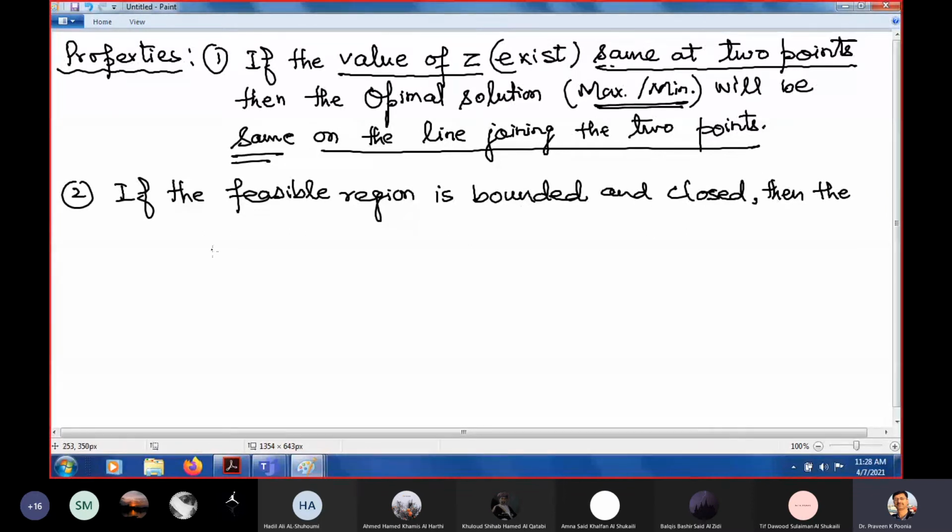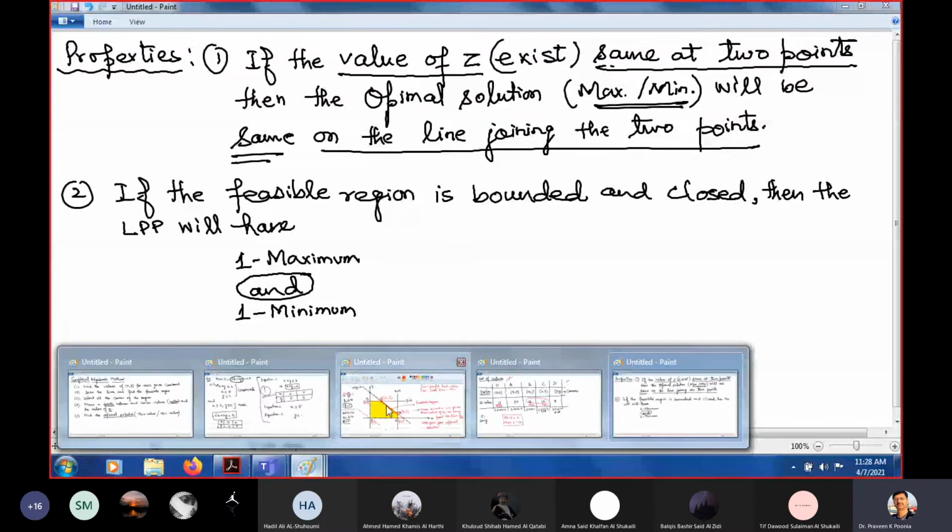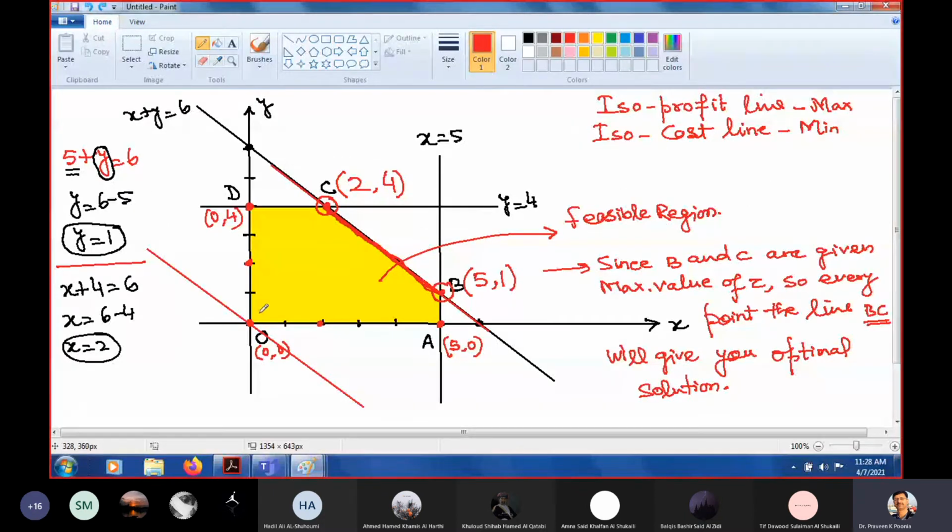the LPP will have one maximum solution and one minimum solution. It is always and. You can see yesterday we solved 3 questions. In all the 3 questions there was a maximum value and a minimum value, because yesterday we solved all the questions related to the closed and bounded form. Here you can see this is the minimum value, and this line is the maximum value.